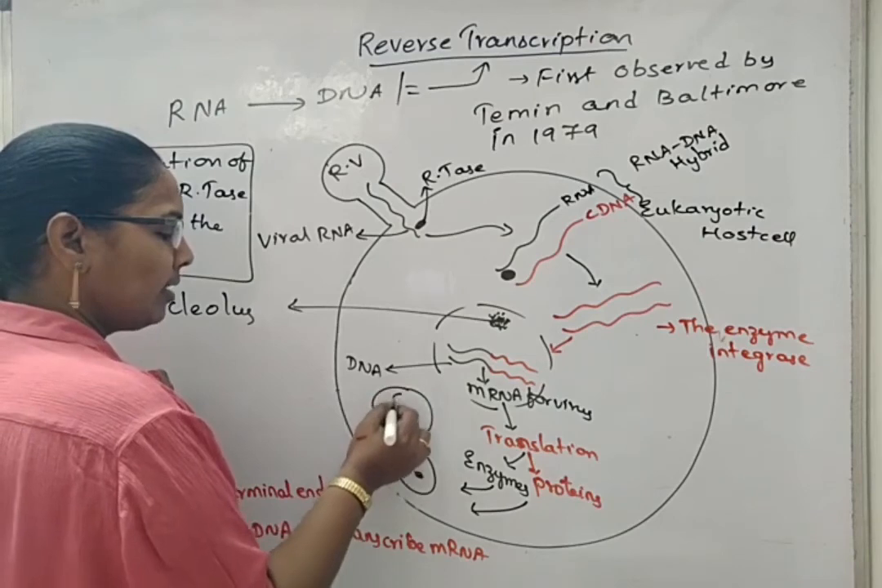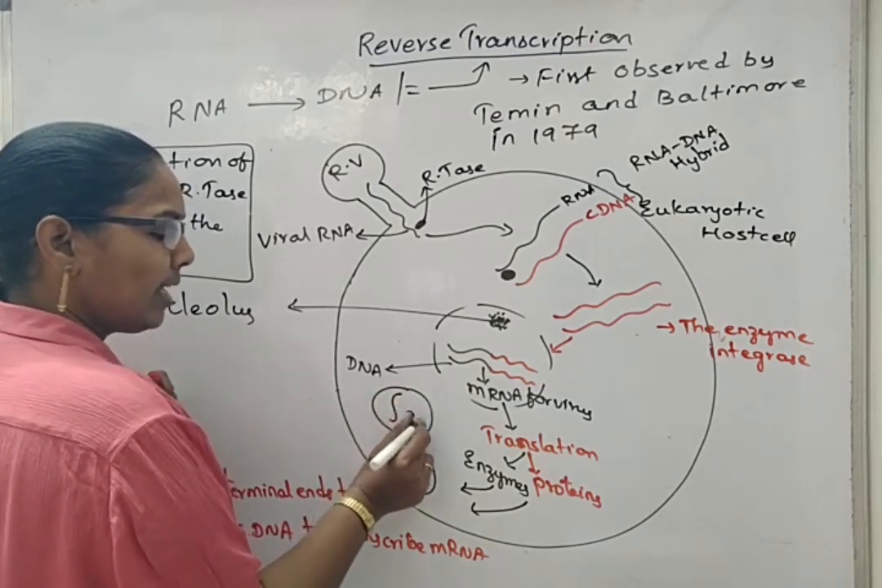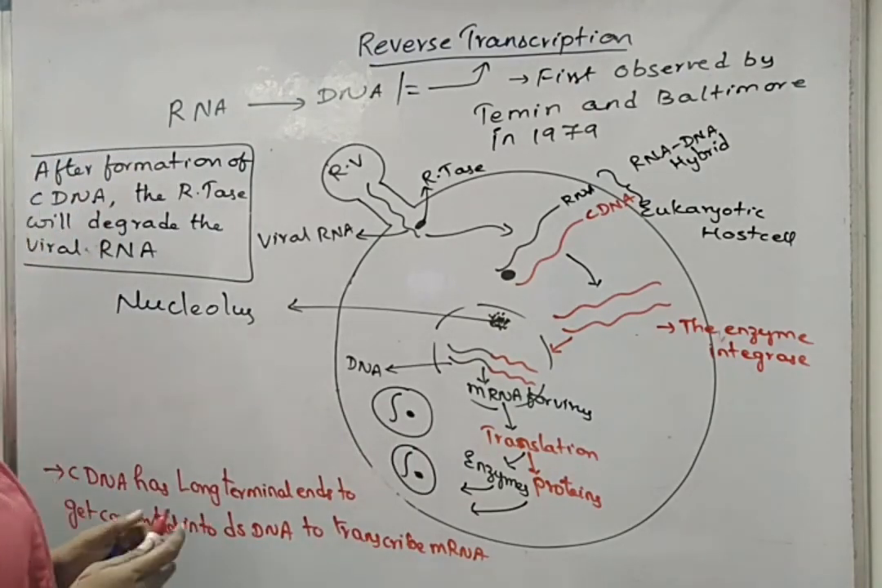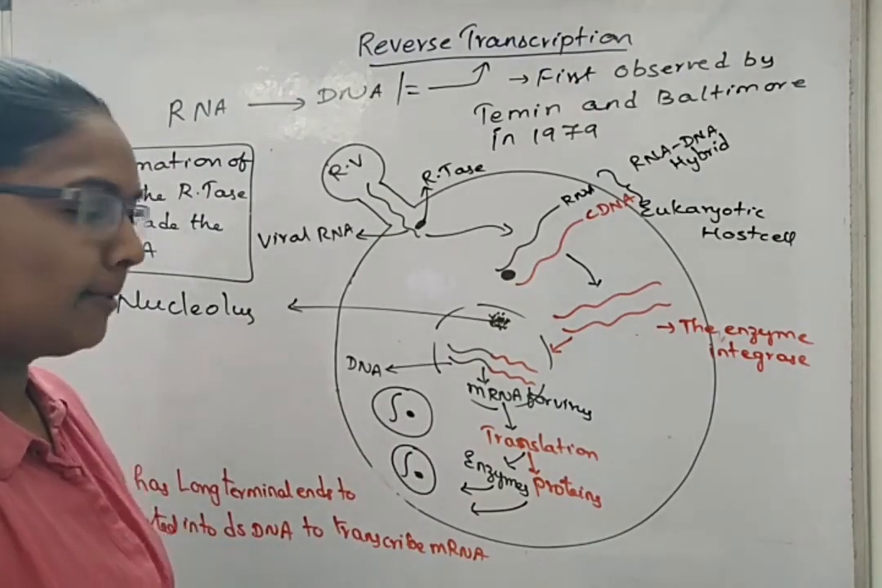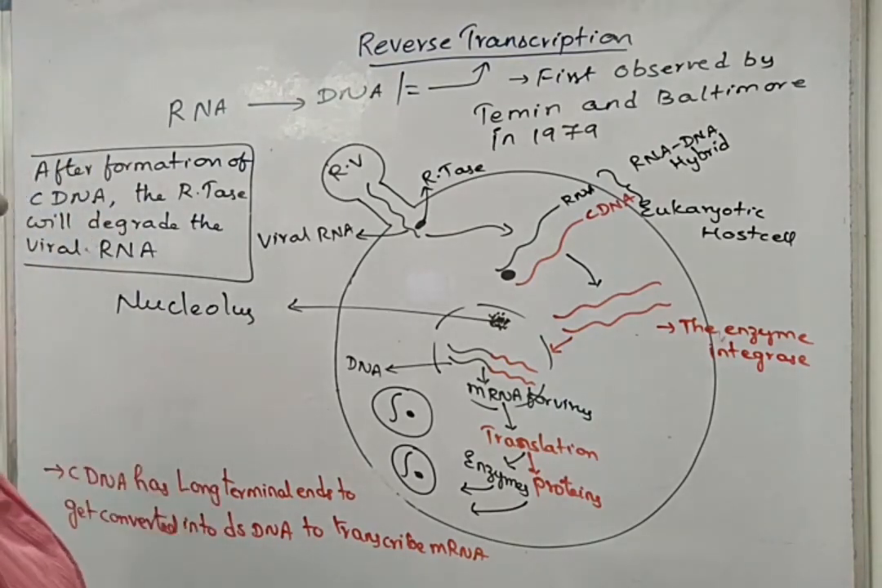So in this way, the viral particles along with the RNA of the virus and also the enzymes required for the virus are synthesized by the process of reverse transcription. So this is about reverse transcription, which was discovered by Temin and Baltimore.